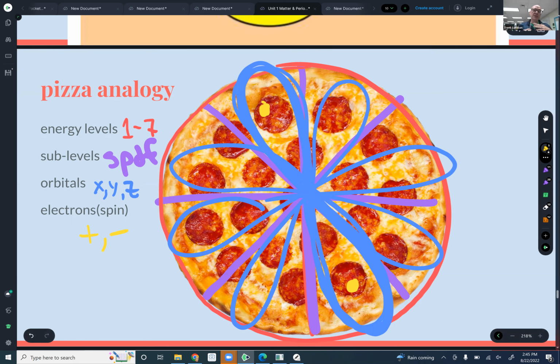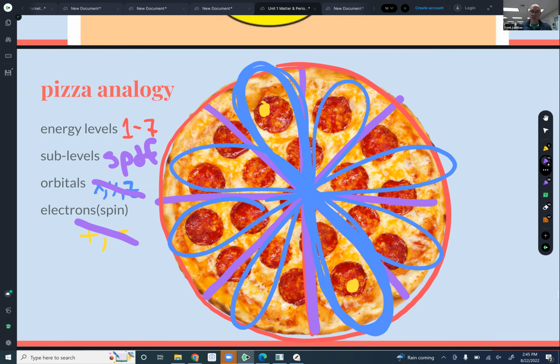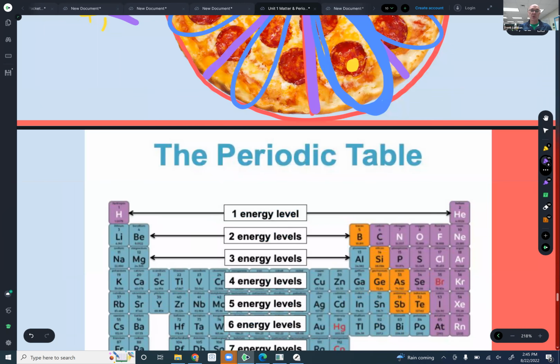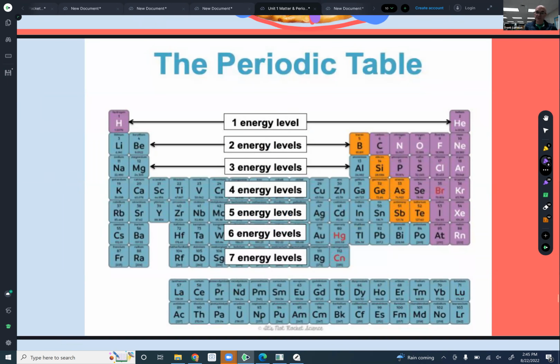So these are the 4 parts of that electron configuration. But the good news is you're only going to be responsible for the top 2, telling me how many electron energy levels and what sublevel it is. And then we just determine how many electrons are in that area. So as a refresher, energy levels go along with the periods on the periodic table.